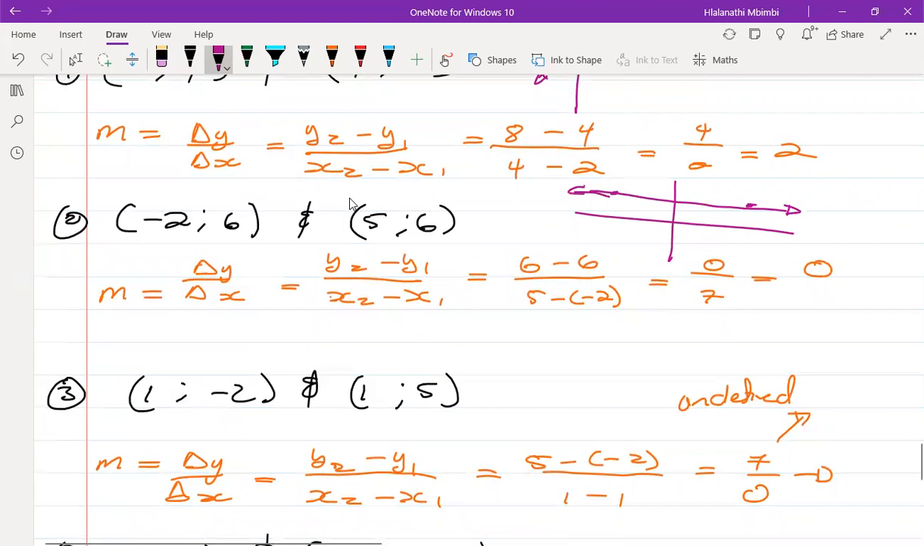Yes, because you have the same y value here, so you have a flat line. Do you see that you get a flat line when your gradient is 0?